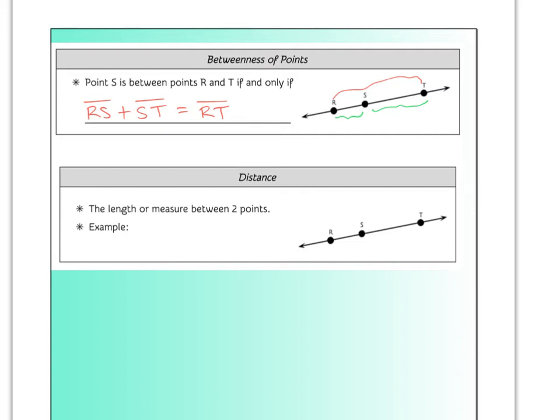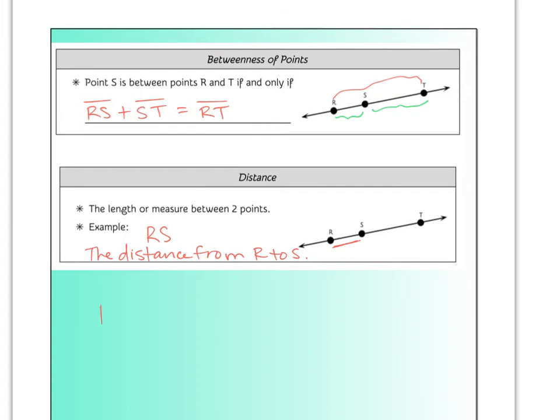I also want to talk about distance, the distance between two points. That's like the length between two points. Maybe you actually take your tape measure out and measure the distance from R to S, for instance. Well, there's a symbol for that too. We write that without anything on top. So if you saw just RS, this means the distance from R to S.